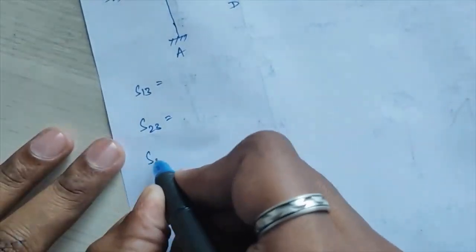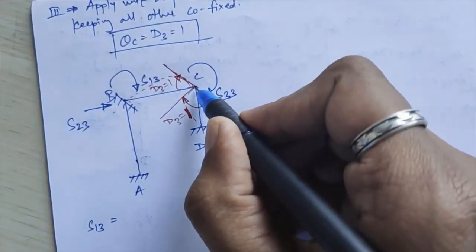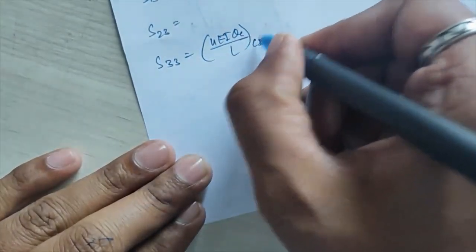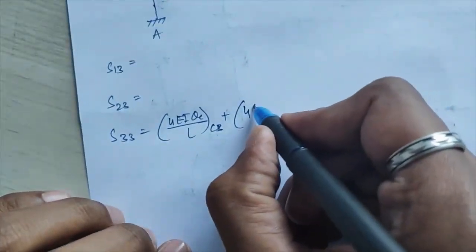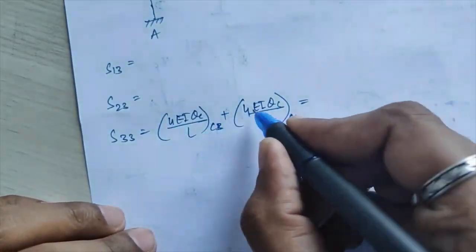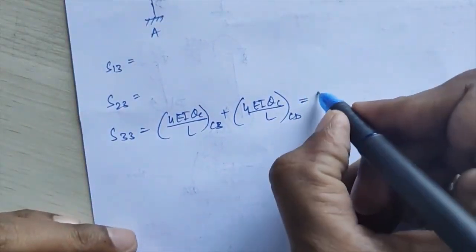Now we'll calculate the values of S of 1, 3, S of 2, 3 and S of 3, 3, one by one. We'll calculate S of 3, 3 first, because that is simple. Corresponding to S of 3, 3, C joint will be the near end joint. For the near end joint, for CB and CD members, the moment is 4 EI theta C upon L for CB plus 4 EI theta C upon L for CD. If you calculate 4 by 4 plus 4 by 2, I am getting S of 3, 3 is equal to 3 times EI.